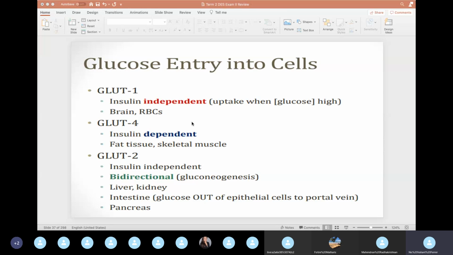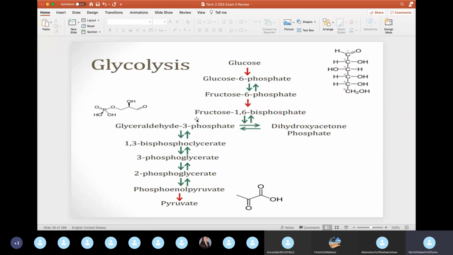GLUT2 is expressed where? Liver, kidney, intestine, and your pancreas. It is insulin independent, meaning they only uptake glucose when the concentration is high. This is a bidirectional receptor. It can be used in gluconeogenesis. And remember, in the intestine, the glucose goes out of the epithelial cells to your portal vein.